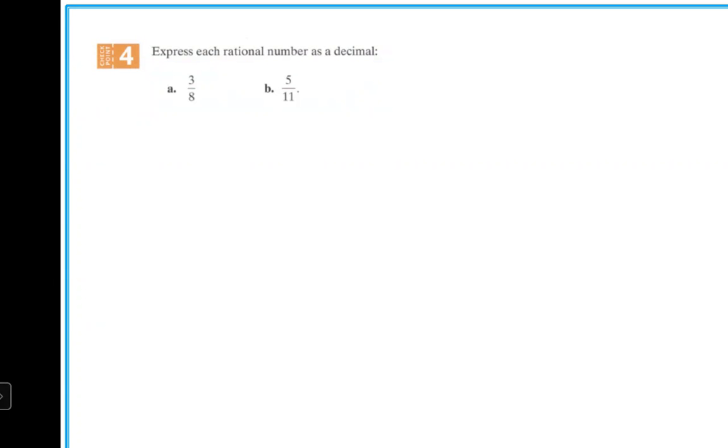Ms. Fernanda, what did you get for B? I got 0.455. I rounded it off because it's a repeating decimal. So if I wanted to shorten that with that bar over it, how would I write that?